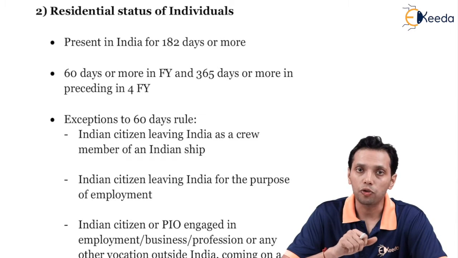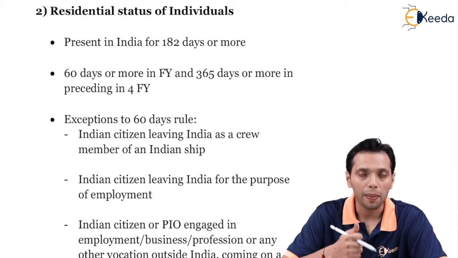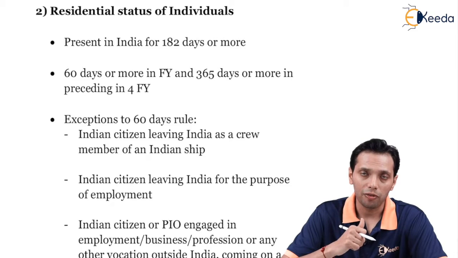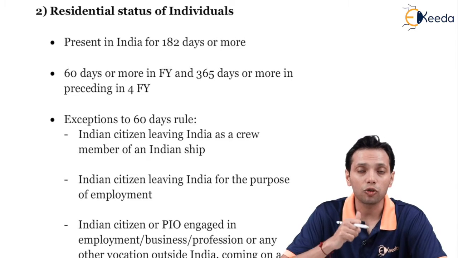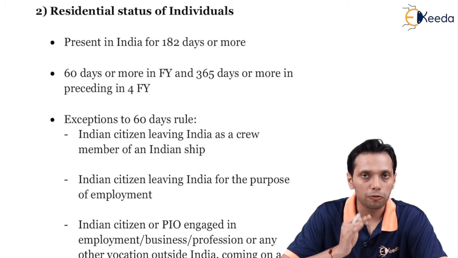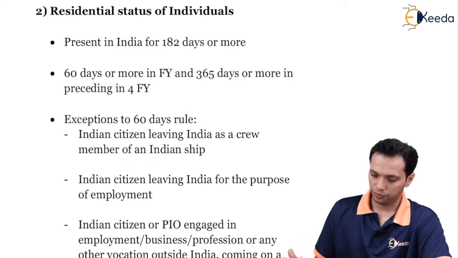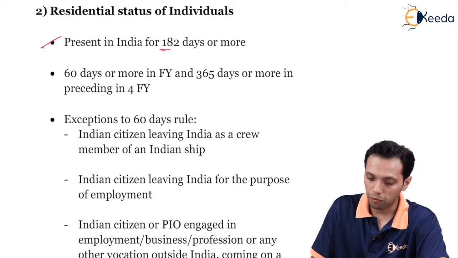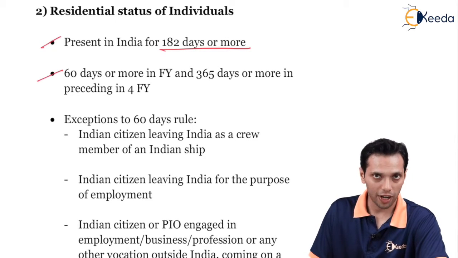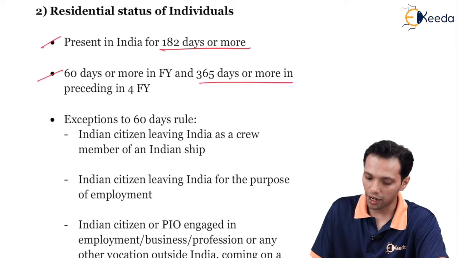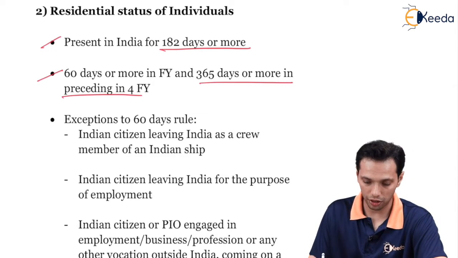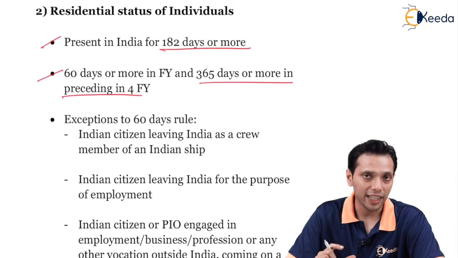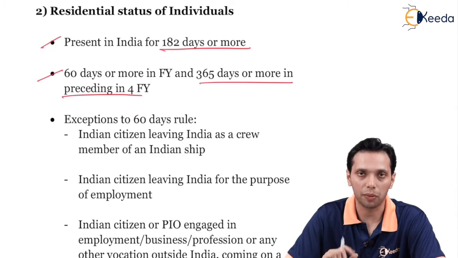So for a person to qualify as resident, there are two categories. First, 182 days or more in the relevant previous year. Then, in the relevant previous year, 60 days or more and 365 days or more for the preceding 4 previous years. On the screen, first is present in India for 182 days or more. Second, 60 days or more in the financial year, that is previous year, and 365 days or more in the preceding 4 financial years. For the 60 days criteria, there are several exceptions.